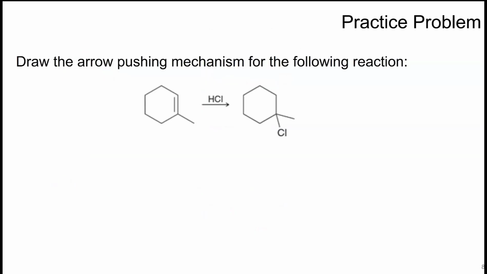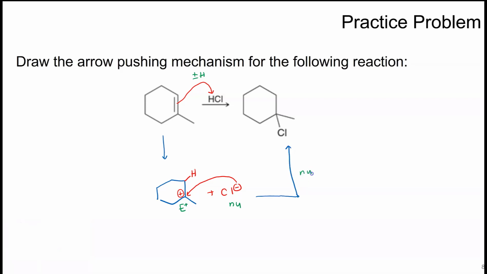So to draw the arrow pushing mechanism for this reaction, this is our proton. We first do a proton transfer. The hydrogen will go to the carbon here that has a hydrogen. This has 0 hydrogens. So this puts the carbocation here, plus Cl-. This is our nucleophile, this is our electrophile. These electrons come in here. And that was a nucleophilic attack.